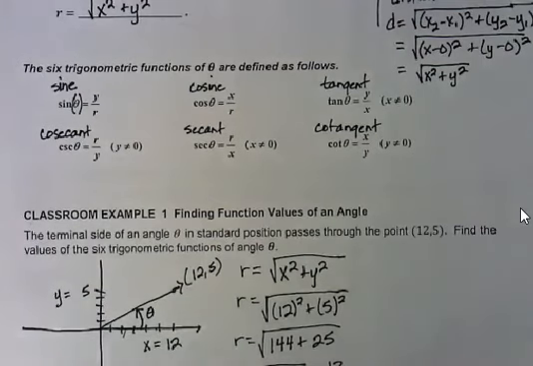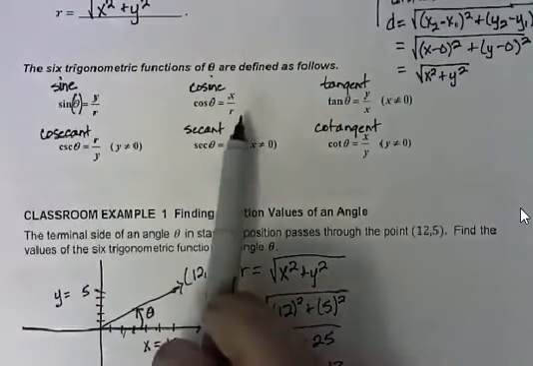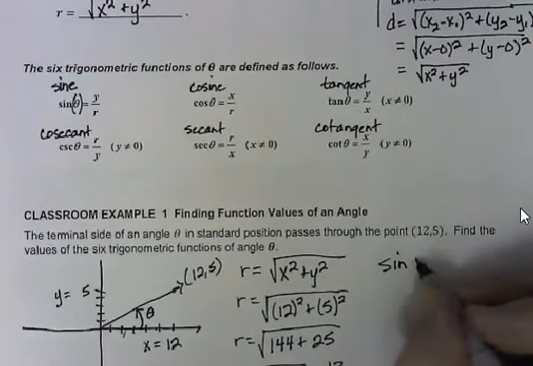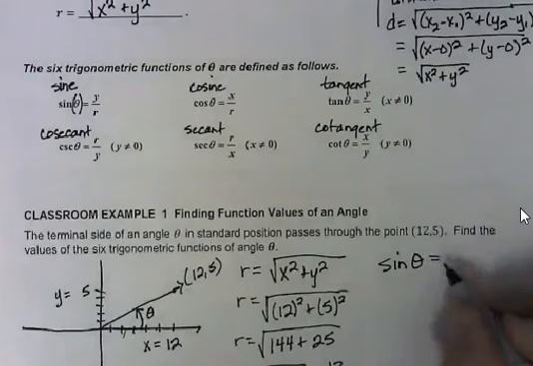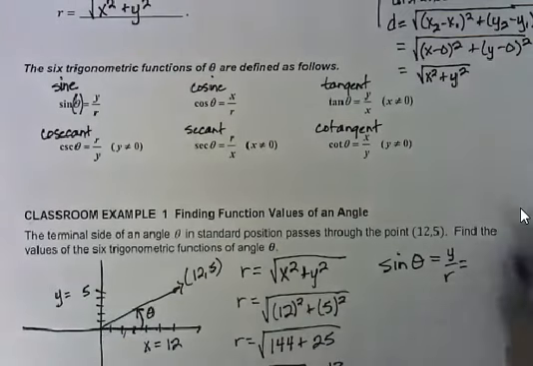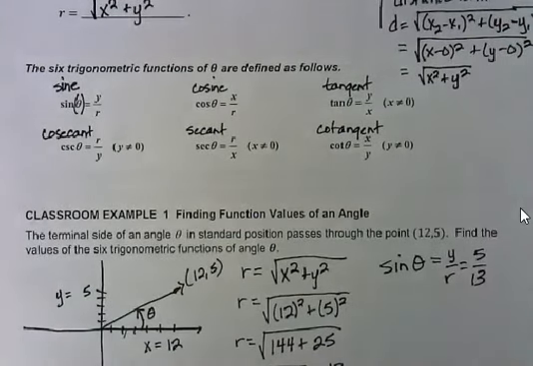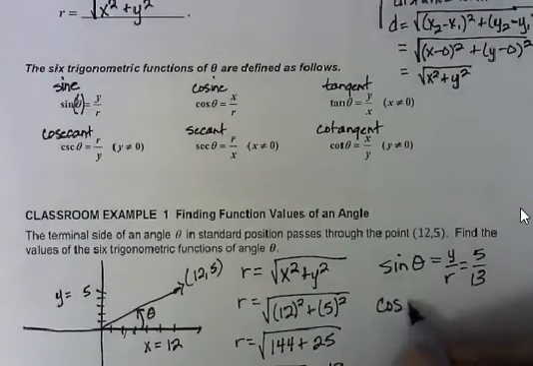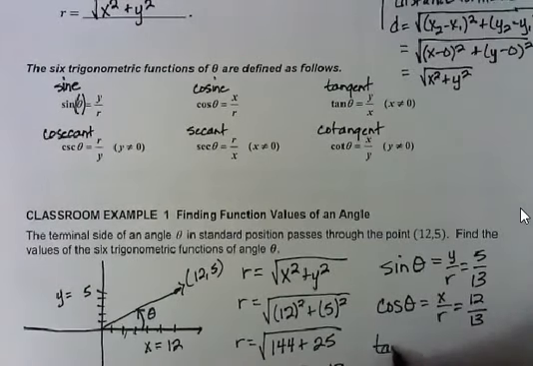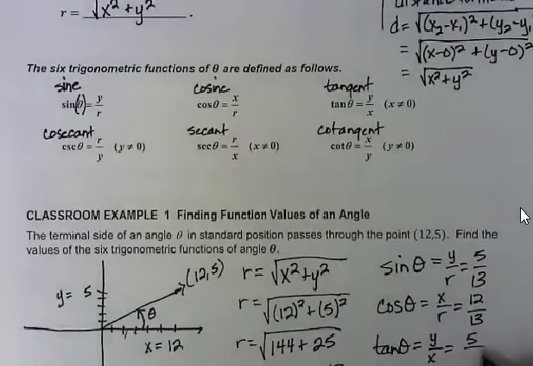Now that we have the x, the y, and the r, we can find the values of our 6 trig functions. And we're just going to use these definitions up here. So I'm going to start with sine of theta. That is y over r, which would be 5 over 13. Cosine of theta is x over r, so that would be 12 over 13. Tangent of theta is y over x, that would be 5 over 12.